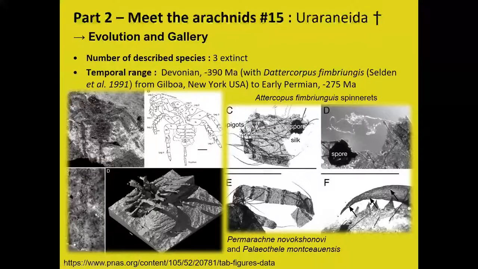Here are the fossils. As you can see, scientists have distinguished some pores, some extrusion of silk on the fossils. Also, we can see a fang here. And this is a more complete specimen with the armored body and the tail. It has been scanned and reconstructed in 3D. They are known from before the Carboniferous up until the Permian, with three species.